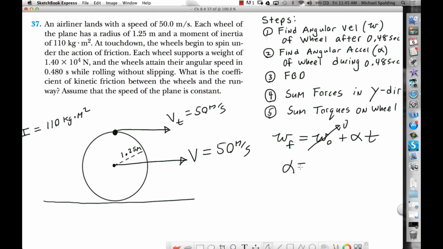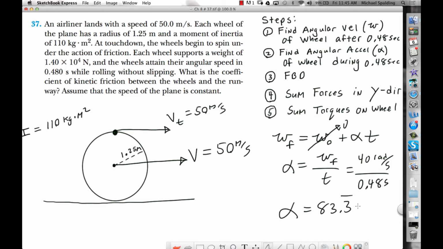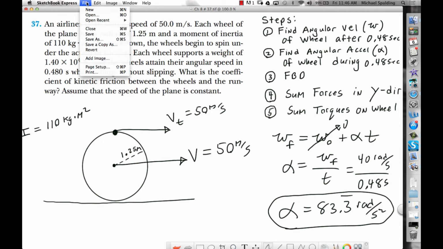0. So the angular acceleration is going to be the final angular velocity over time. So that's 40 radians per second in a time of 0.48 seconds. This gives an angular acceleration of 83.3 repeating radians per second squared. All right, so now we have the angular acceleration of the wheel. Now, next thing, we're going to do a free body diagram. Okay, so remember that number. I'm going to revert this back.